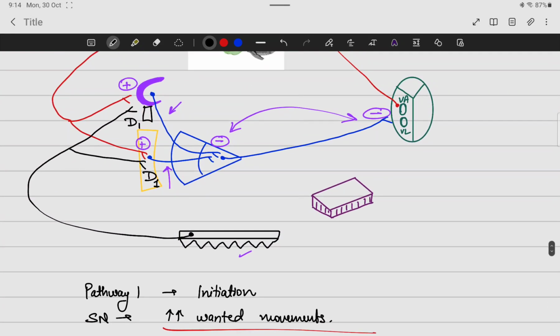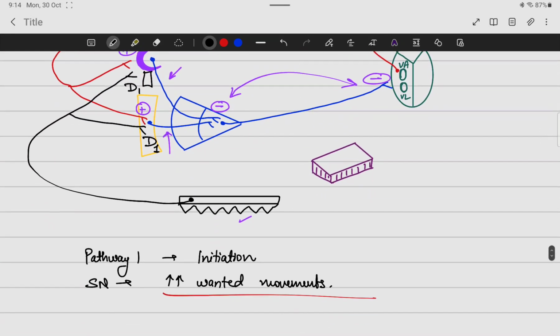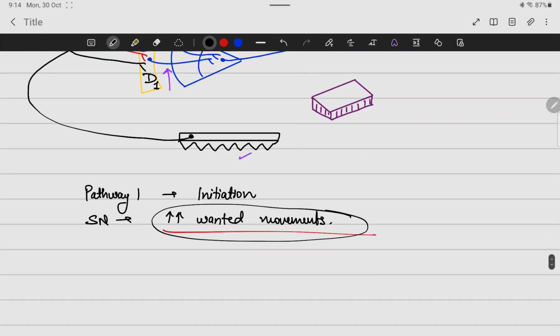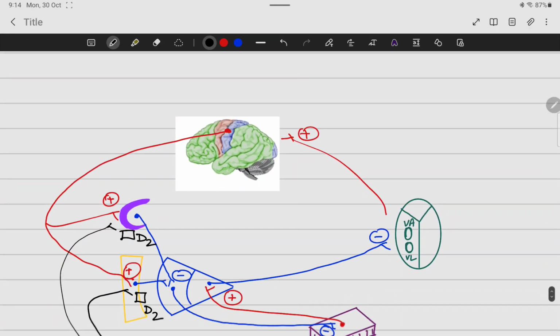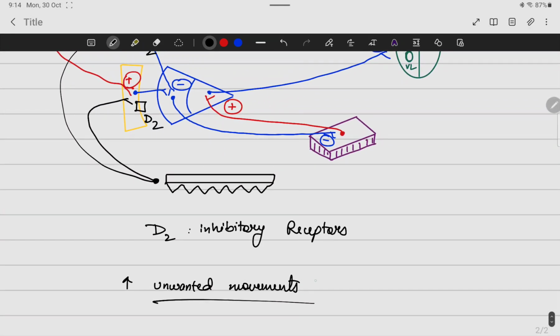Previously, when the nigrostriatal pathway was affecting your direct pathway, it was increasing your wanted movements. Also, via working on the indirect pathway, it is also increasing your unwanted movements. So that will be all for this. Next we will talk about the drug treatments in Parkinson's.